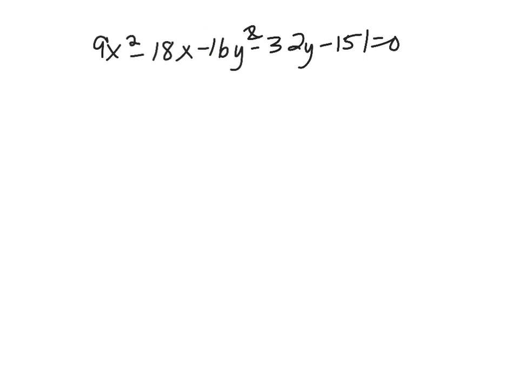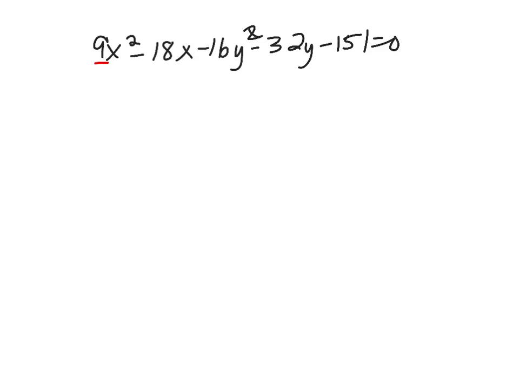That's how you know it's a hyperbola, because your coefficients are opposite signs. Doesn't really matter what the numbers are. They could even be the same numbers, but if they're opposite signs, one's positive, one's negative, then it is a hyperbola. All right, so we're going to complete the square.